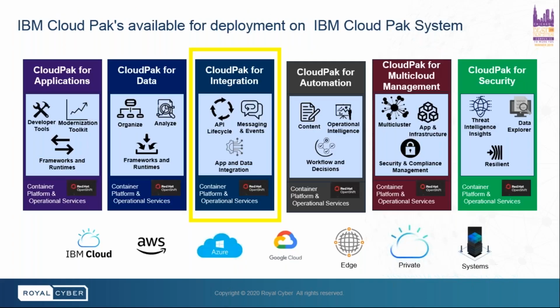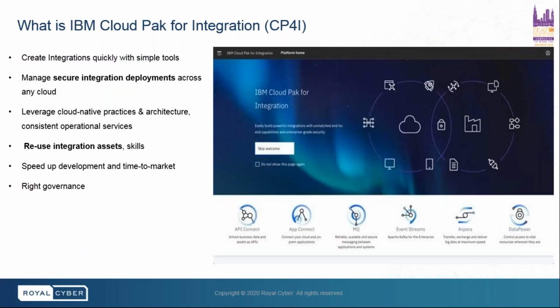So now let's see what are the different IBM Cloud Paks available for deployment on IBM Cloud Pak system. So the first one is Cloud Pak for applications, and then Cloud Pak for data, and we have Cloud Pak for integration. And the fourth one is IBM Cloud Pak for automation, multi-cloud management, and IBM Cloud Pak for security. So let's discuss IBM Cloud Pak for integration.